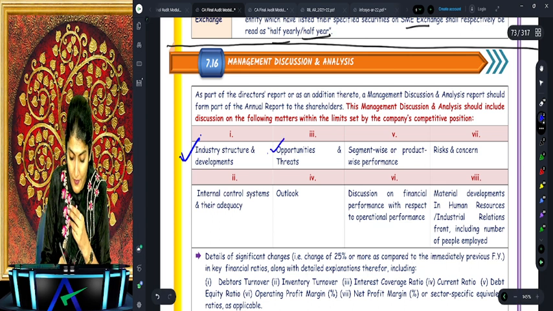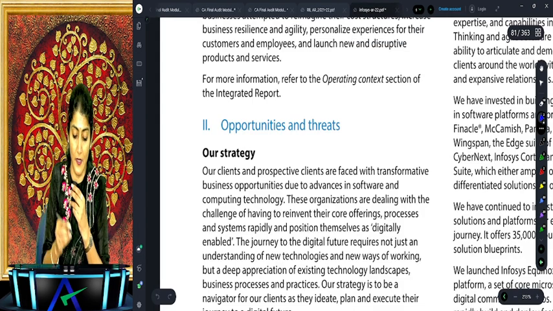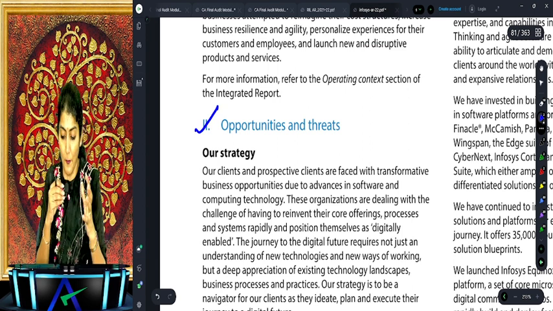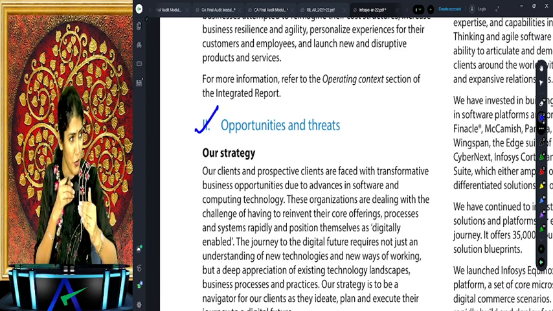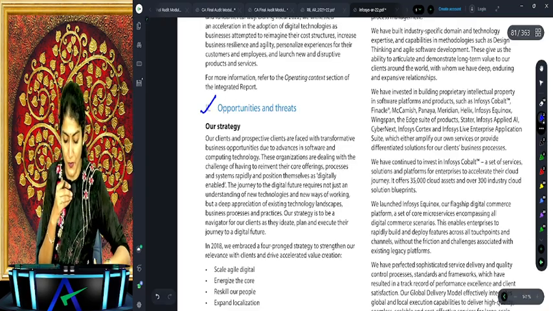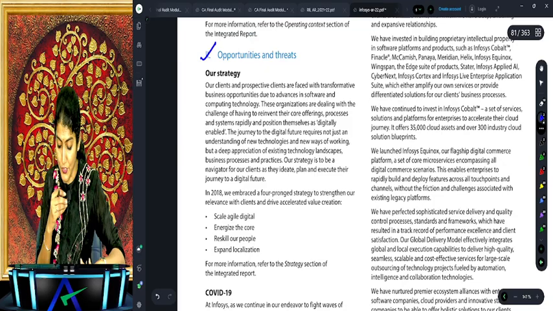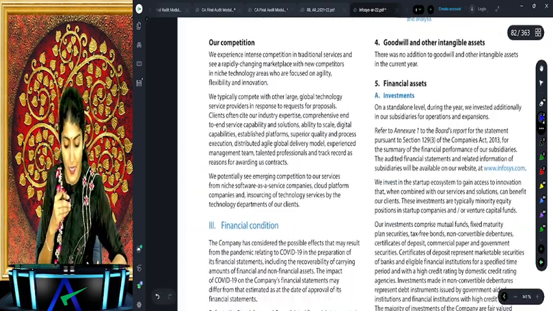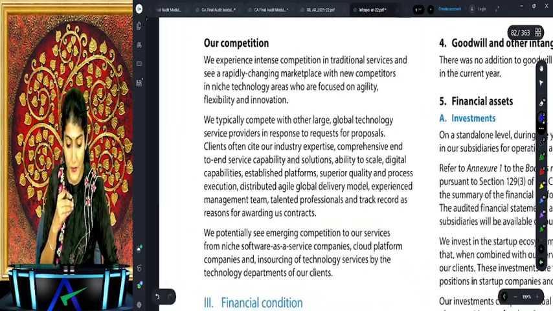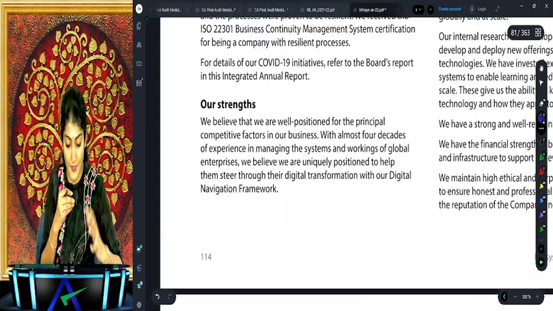Next point over here is what? Opportunities and threats, right? So now again, what does the Infosys MD&A talk about? The opportunities and threats. So now I will just show you the MD&A and then we'll go to the contents over there. We won't keep on switching between the two. So our strategy, so COVID-19, what opportunity it provided to them. Then after that, our competition. So competition is what? It's a threat.